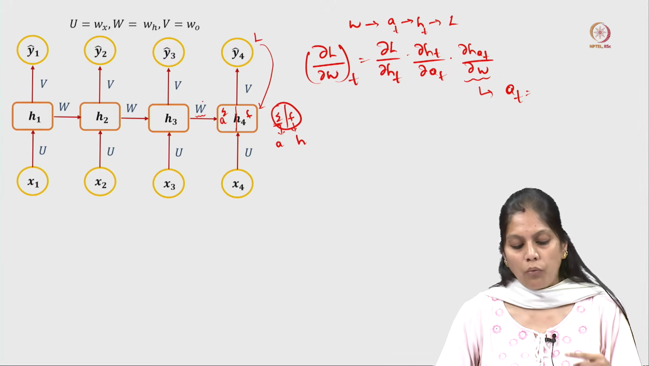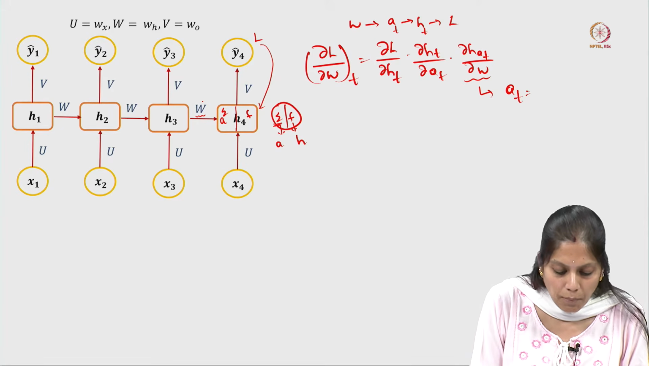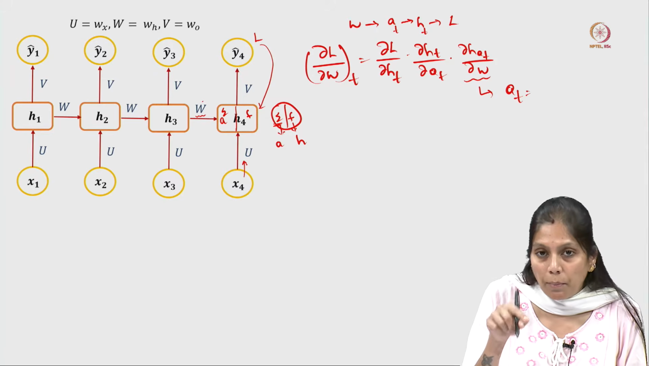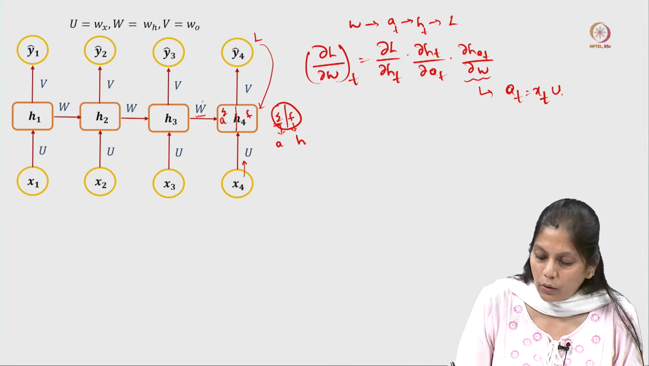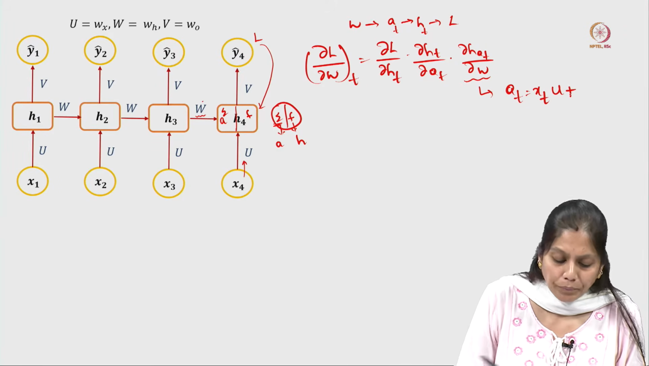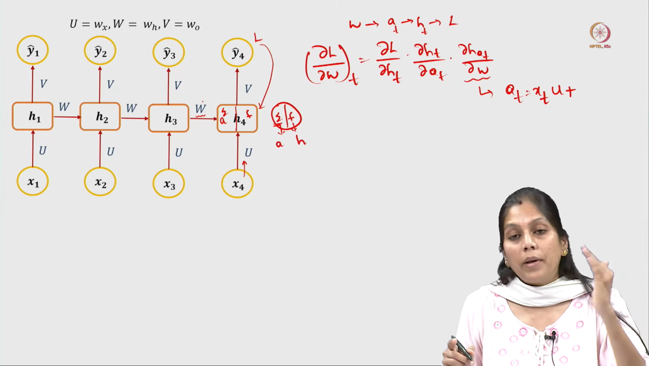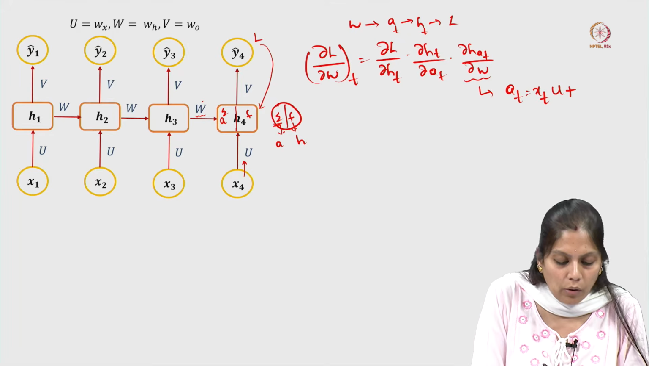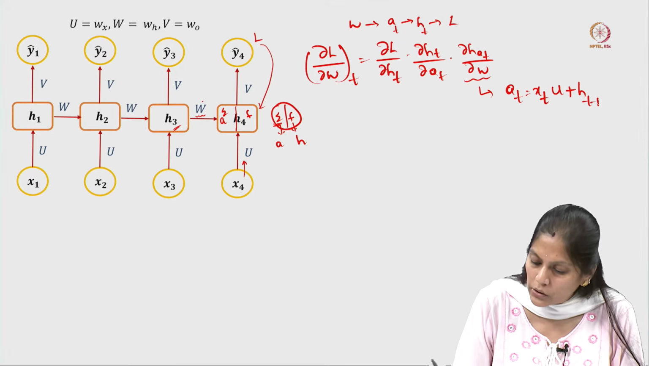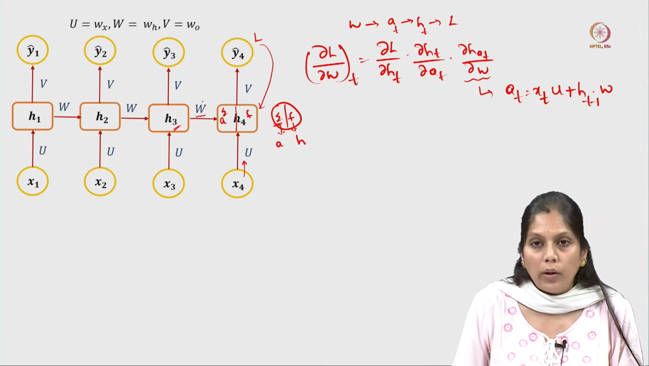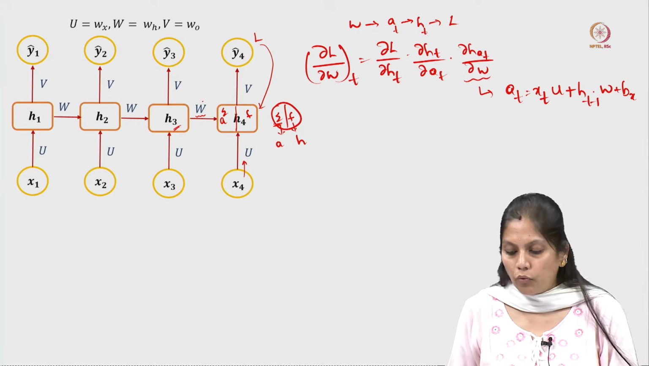For this summation, what are the two inputs that we are getting? The input we are getting from that particular time step, can I write it as xt, which is multiplied with the input weight U, and you are also getting an input from the previous time step. The previous is H3, so can I write Ht minus 1? That is multiplied with WF, plus the bias term.